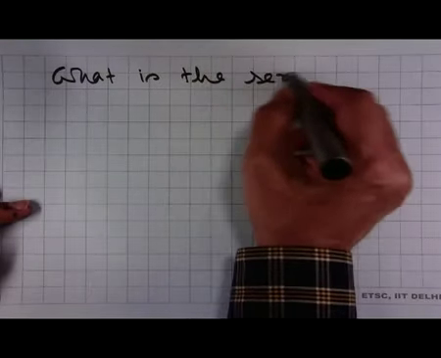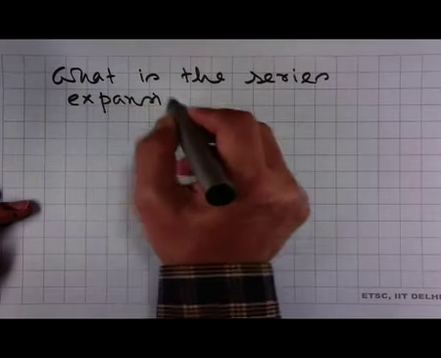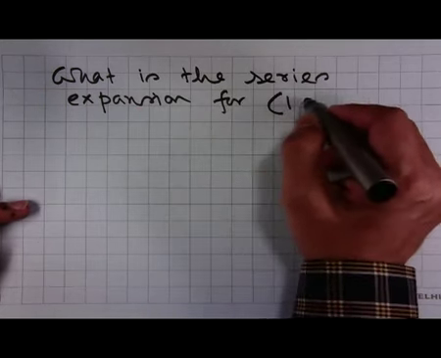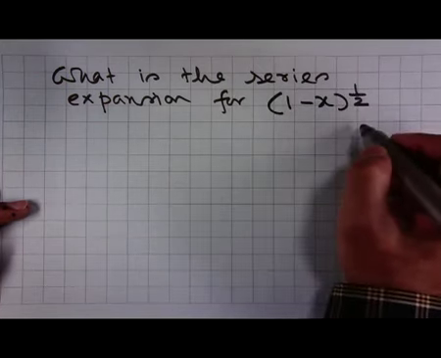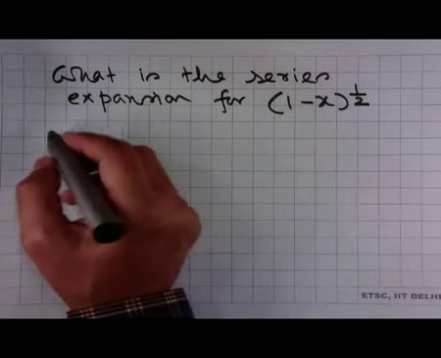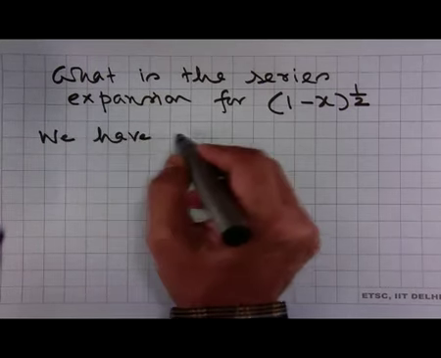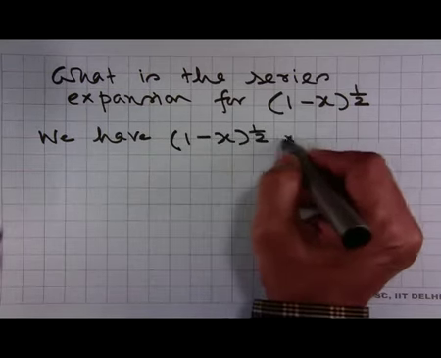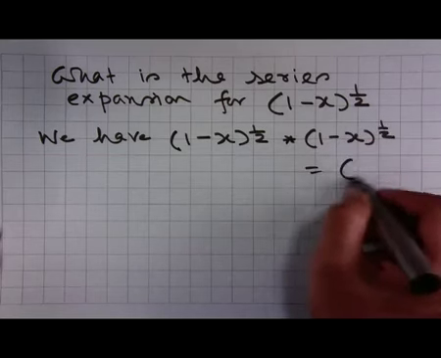What is the series expansion for (1 minus x) to the power half? So, this is a rational number. Let us see how to go about it. We have (1 minus x) to the power half into (1 minus x) to the power half is equal to 1 minus x.